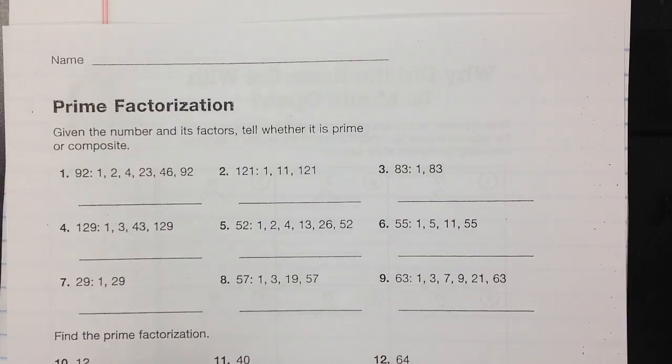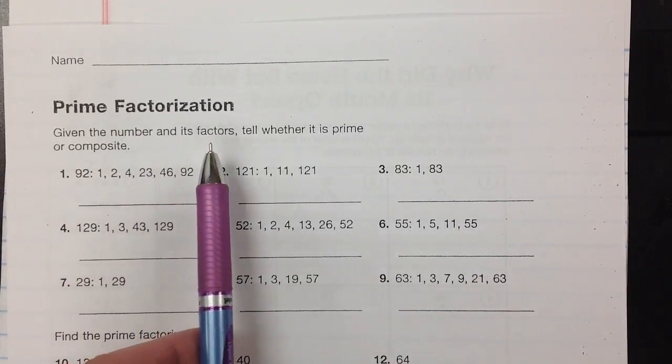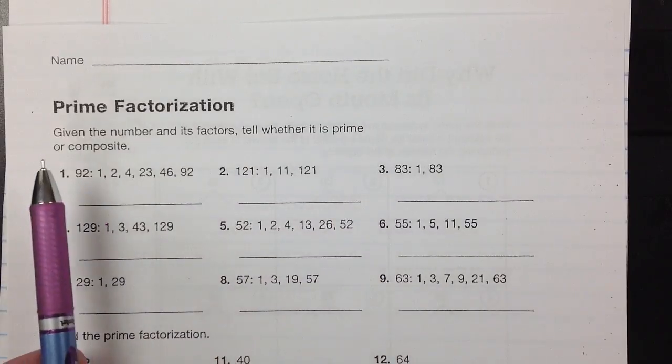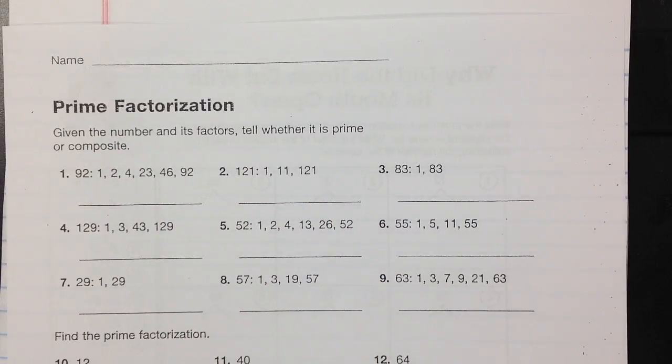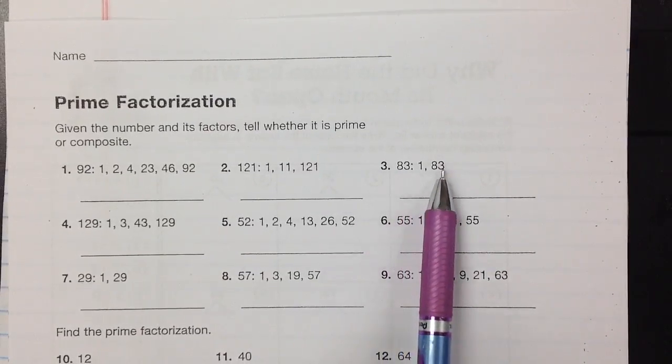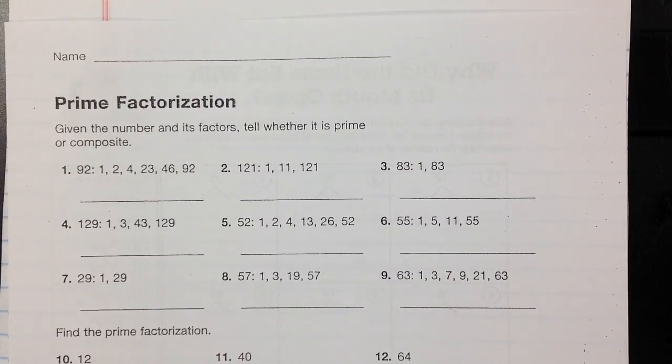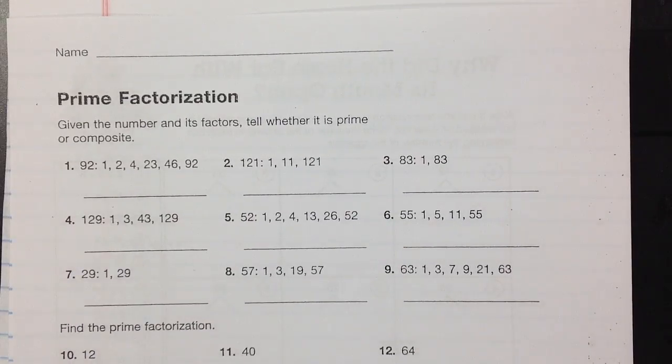And for a little bitty review, it says, given the number and its factors, tell whether it is prime or composite. Now, the definition of prime is that it only has two factors, one and itself. Remember, we go through all the divisibility rules. If it's an even number, it's divisible by 2, so it's composite, except for 2. 2 is the only even prime number. So if it only has one and itself, then it is prime. If it has more than just one and itself, it is composite.